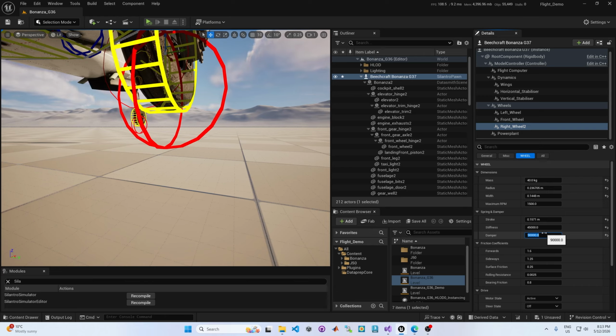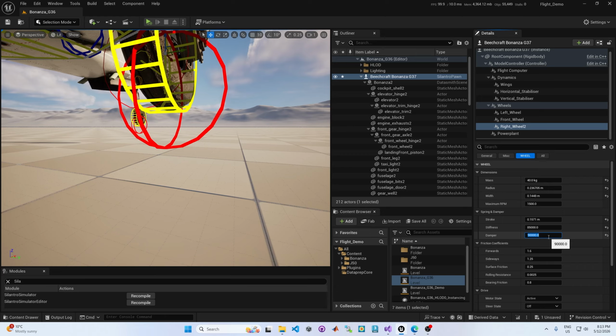But again, same as the stiffness, you can go too far in both directions. It can be too low, it can be too high. If it's too high, the aircraft is just going to bounce off the ground. If it's too low, the aircraft is going to sink into the ground and then oscillate multiple times until it completely dampens to zero.